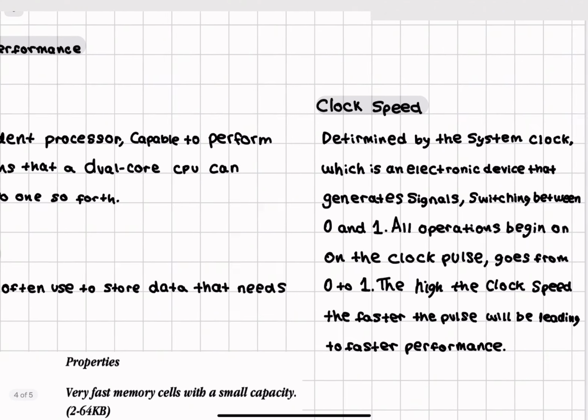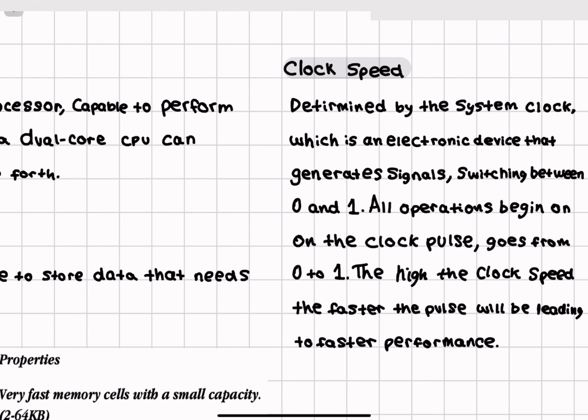You also have the clock speed, which is determined by the system clock. It's like an electronic device inside the CPU that generates signals between 1 and 0, and all operations begin on the pulse of the clock. So kind of like a heartbeat. It goes from 1 to 0. The higher the clock speed, the faster the pulse, which leads to faster performance.